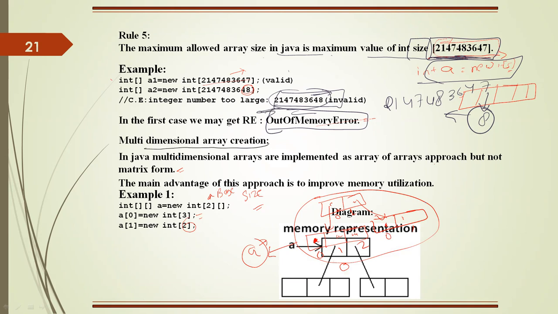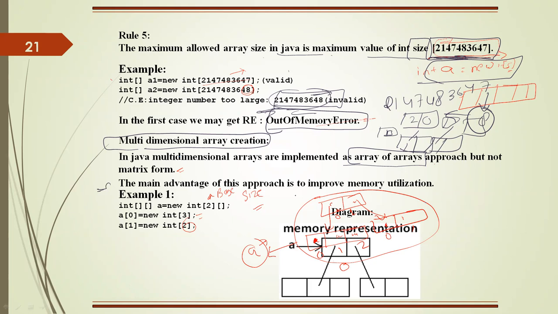So, multi-dimensional array creation. How do we create a multi-dimensional array? In Java, multi-dimensional arrays are implemented as an array of arrays. What is that? Array of arrays. If you have two, like two of two, it means an array having two arrays. Here you can understand the example easily.